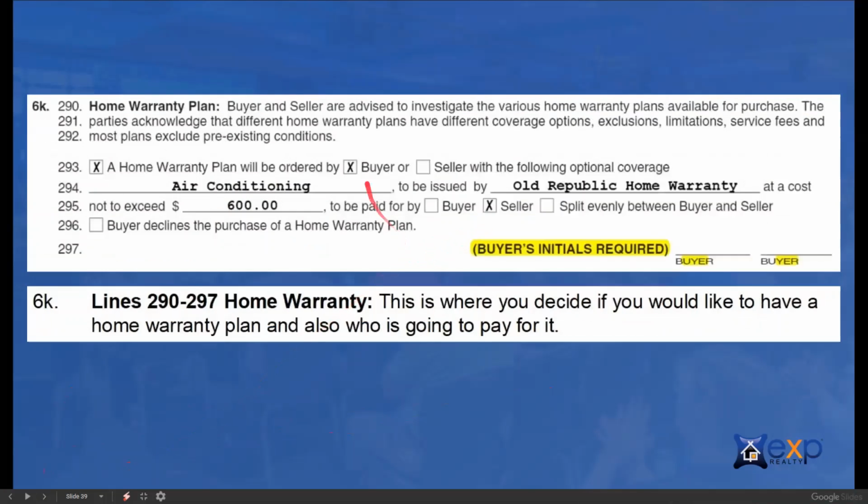Okay. 6K home warranty plan. Simply put, this is where you decide if you would like to have a home warranty plan and also who is going to pay for it. I always strongly encourage the buyer to obtain one, whether they pay for it or they ask the seller to pay for it. All of us should be familiar with at least one or two companies. I really am very happy with Old Republic Home Warranty. I've just heard really good things about them. Although I've had Old Republic Home Warranties, I've never made a claim. I have lots of clients who've made claims and were happy.